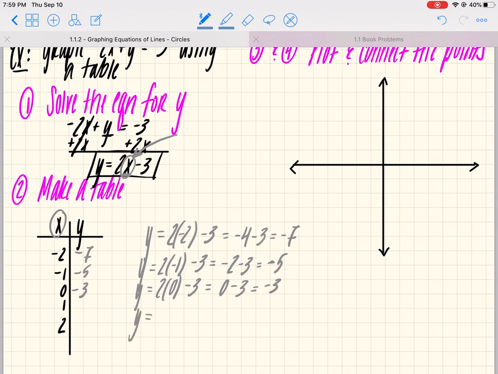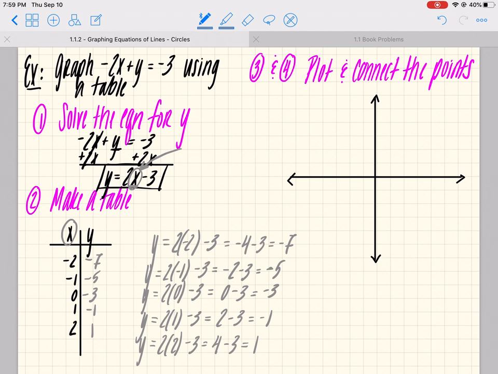Okay, then we'll plug in 1 and 2. And this is something you can obviously have your calculator help you with as well. I would just caution you to be really careful anytime you're plugging in values to a calculator, not to plug in the entire thing, because it's going to be easy to make a mistake there. Okay, and then steps 3 and 4, you're going to plot the points and connect them.